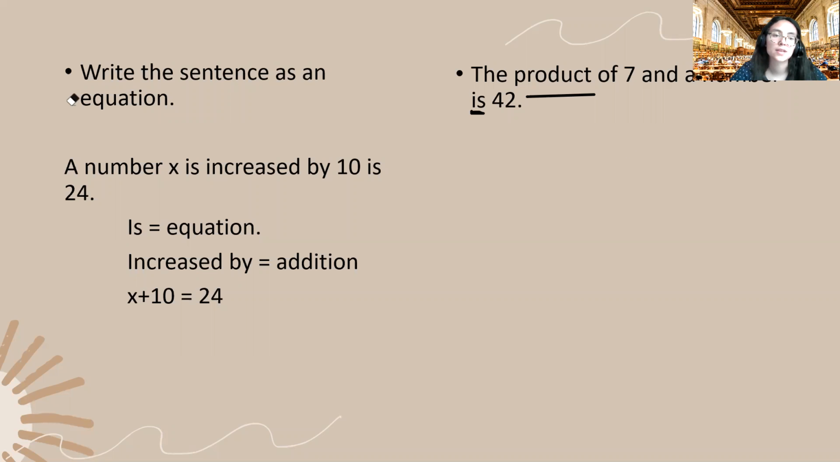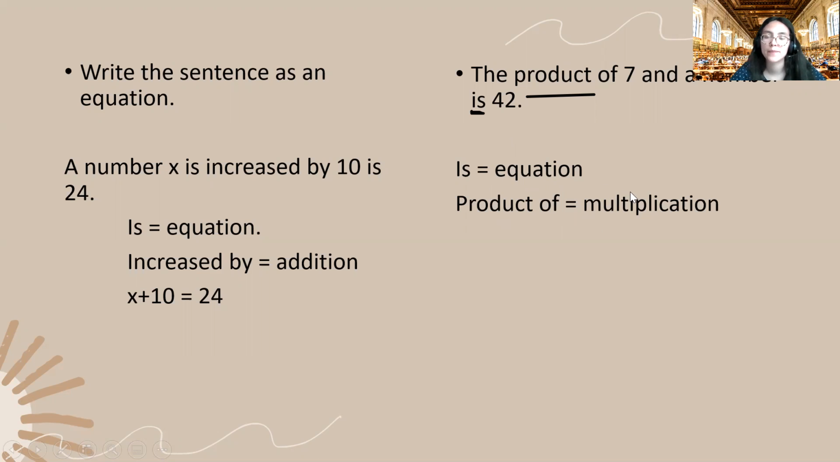So we can see everything. Is tells us that we're going to have an equation or an equal sign. Product tells us that we're going to have multiplication. And so therefore our answer is 7x is equal to 42.